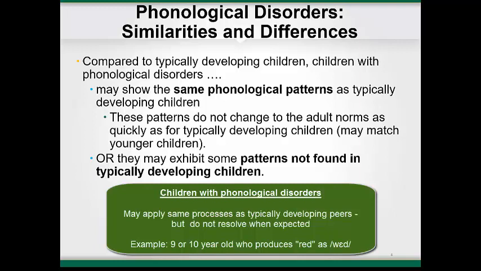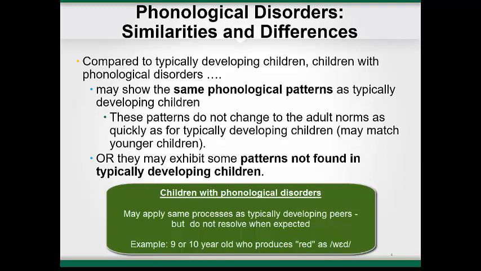Children with phonological disorders display both similarities to and differences from their peers with typically developing phonologies. On the one hand, children with phonological disorders often produce many of the same phonological processes as children with typically developing phonologies. In these cases, children with phonological disorders may maintain a particular phonological process well past the age at which this process is normally resolved in children with typically developing phonologies. Thus, the speech of children with phonological disorders may resemble that of younger children.